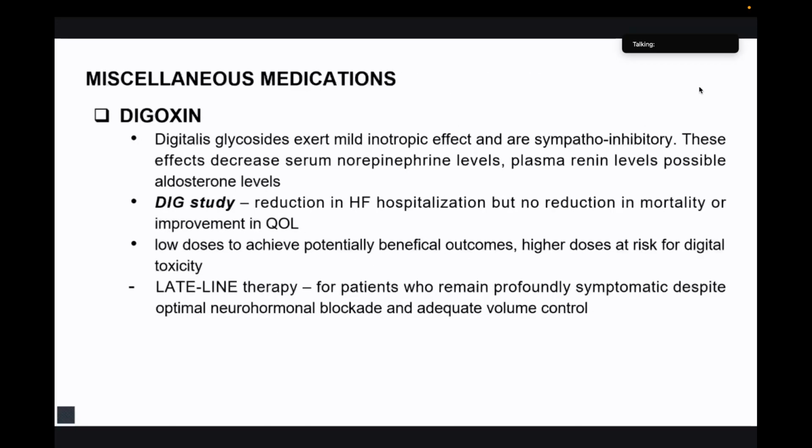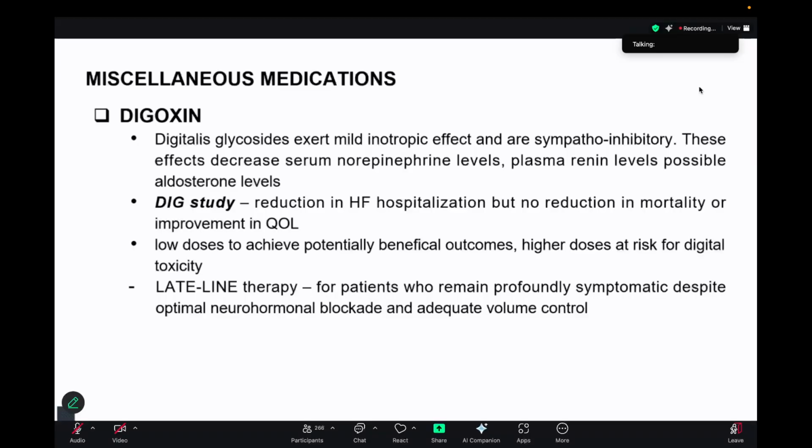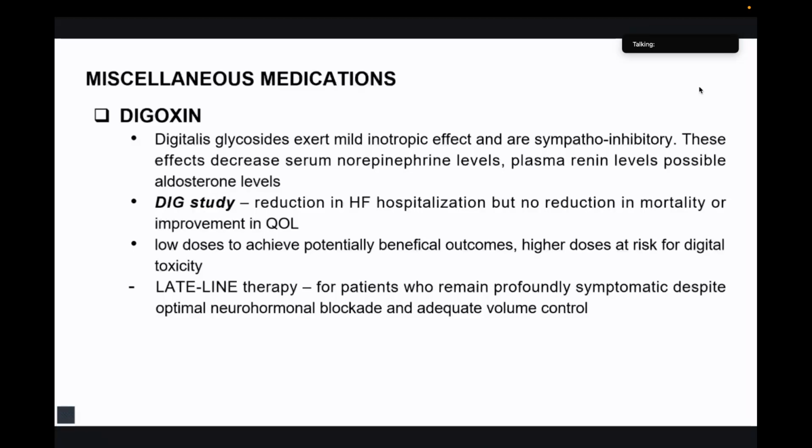What other drugs can be used in the management of HFrEF? We have digoxin. This is a digitalis glycoside which exerts a mild inotropic effect and is sympatho-inhibitory. These effects decrease serum norepinephrine levels, plasma renin levels, as well as possibly aldosterone levels.